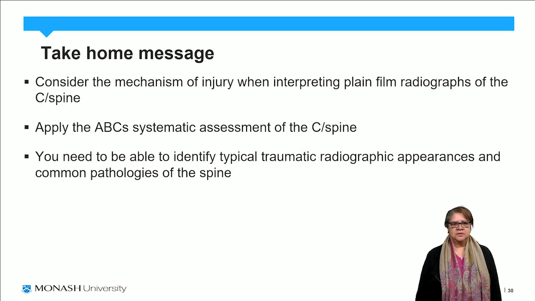The take-home message of this presentation is that when you view images of the cervical spine, you need to consider the mechanism of injury, because that can inform what type of pathology you can expect on the cervical spine images. You also need to apply the ABC systematic assessment of the cervical spine so that you do not miss any pathology, and you must be able to identify typical traumatic radiographic appearances as well as common pathologies of the spine. Thank you.